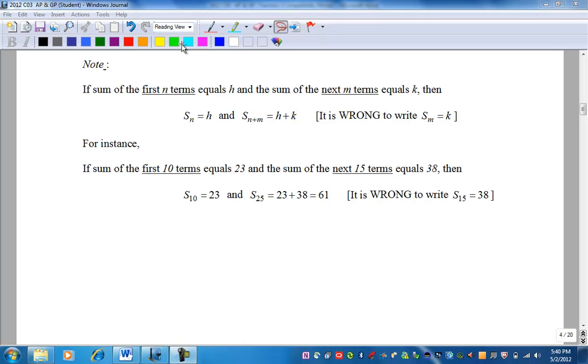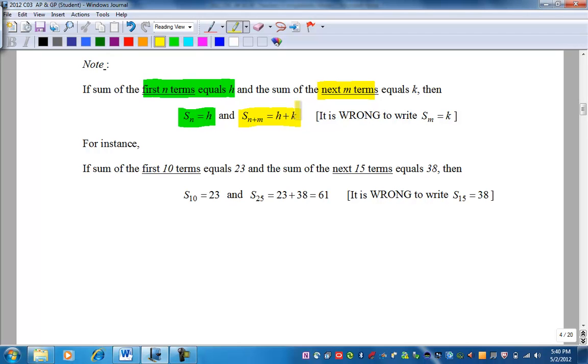In this video, we explain what it means by the sum of the next m terms after the first n terms. Now, if the sum of the first n terms equals h, and the sum of the next m terms equals k, then we will say that the sum of the total of n plus m terms equals h plus k.